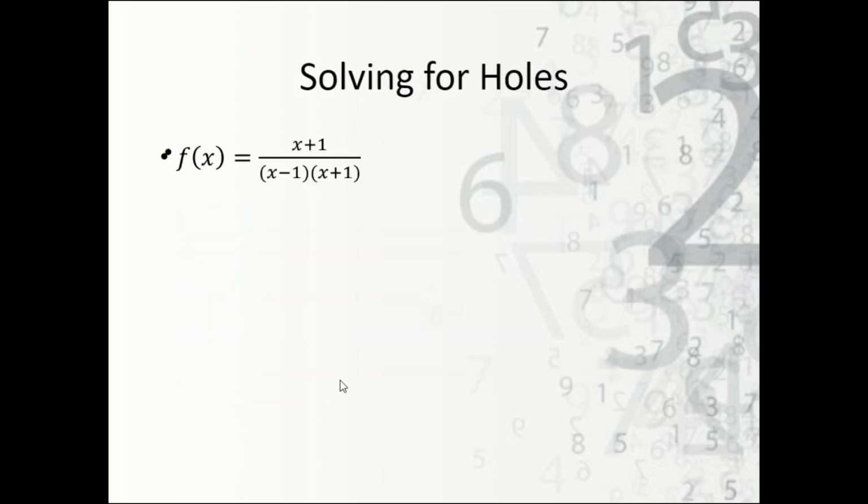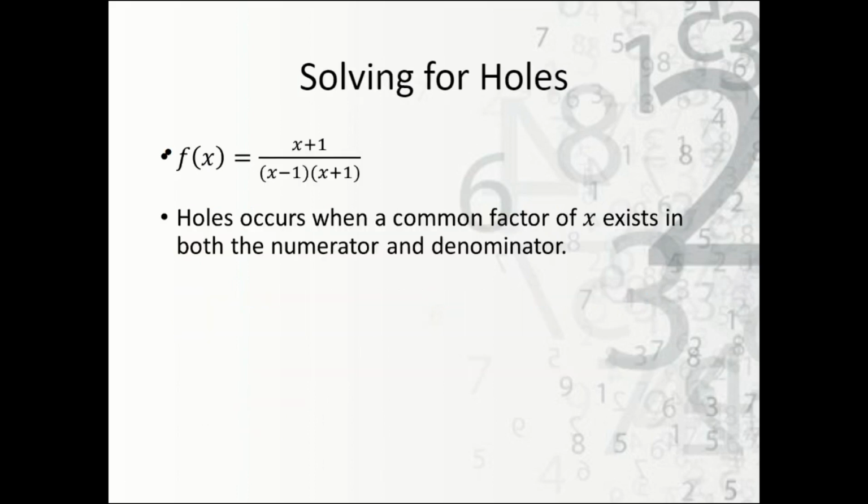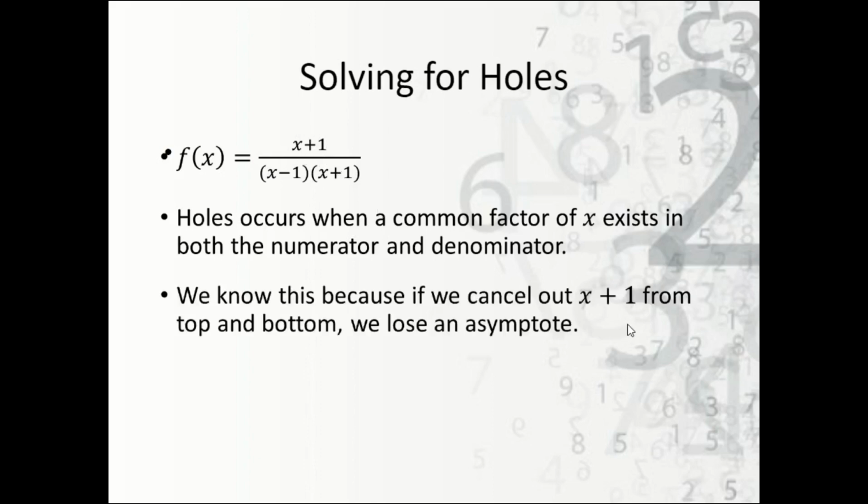Now, how do we find holes? We find holes when a common factor of x exists in both the numerator and denominator. So for instance, in this case we have x plus 1 over x minus 1 times x plus 1. What we should notice is we have an x plus 1 in both the numerator and denominator, so we could cancel those out. When we cancel those out, we gain a hole and lose an asymptote.